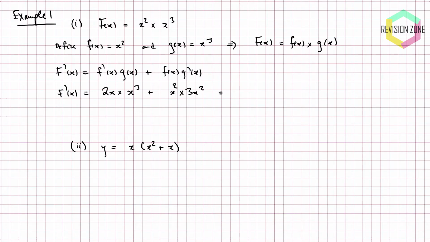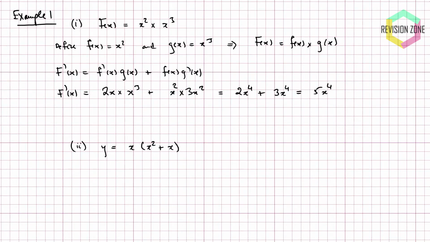So now it's just a matter of simplifying this. Well, okay, so 2x times x cubed is going to give me 2x to the 4, and x squared times 3x squared is going to give me 3x to the 4. So when I now simplify this, I add the coefficients, I get 5x to the 4.